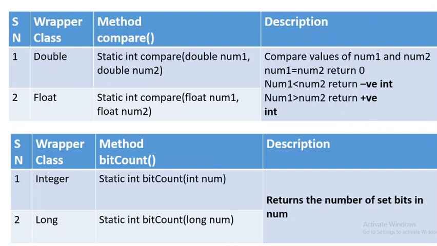Similarly, it works on the Long wrapper class. The only difference is that you will call this method using Long.bitCount, and in brackets as an argument you can pass any long number. Again, internally that long number will get converted into binary. It will count how many ones are present, and that number will be returned.